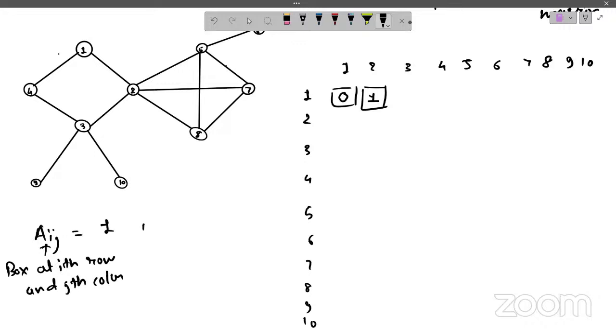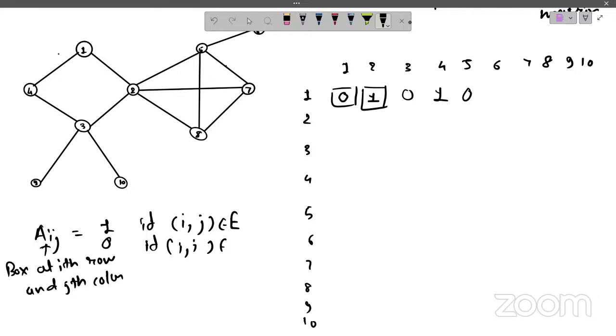So it is 1 if there is an edge between i and j, and it is 0 if there does not exist any edge between i and j. So precisely here between 1 and 2 there is an edge, so that's why I'm writing it 1. Now from 1 and 3 we don't have any edge, so write it 0. Again from 1 and 4 we have an edge, so we'll write it 1. Again 1 and 5 we don't have any direct edge, so we'll write it 0.